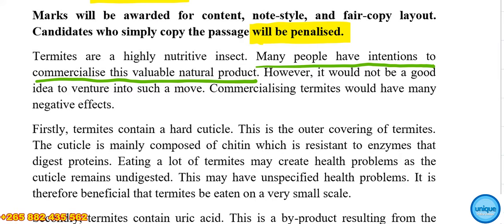However, it would not be a good idea to venture into such a move. That commercializing termites would have many negative effects. You see? So you can see in the first paragraph it starts with termites as insects and their value, and at the end of this paragraph, commercializing termites would have many negative effects. So the title is about the negative effects of commercializing termites, or you can just write negative effects of termites.